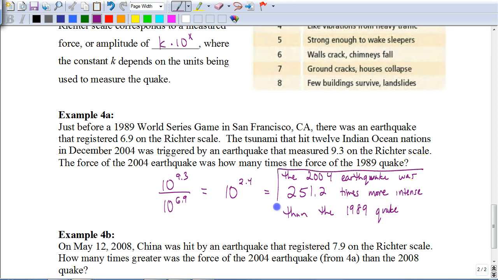So when you see it in terms like that, those numbers make a bigger difference, because 6.9, or about 7, versus about a 9 on the Richter scale is about 250 times more intense.